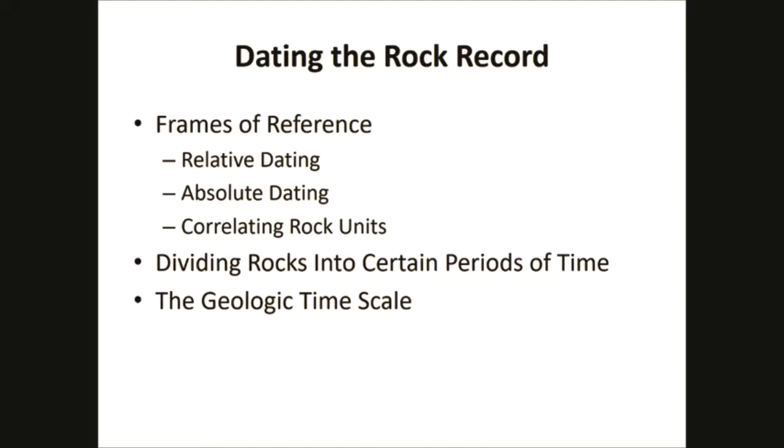And correlating rock units is whenever we draw time equivalencies, which means we can say that this rock and that rock formed at the same time between two rock units, which is useful if we know the age of one rock, but we don't know the age of another. If we're able to correlate them together, then we can assign that age to the rock of unknown age.